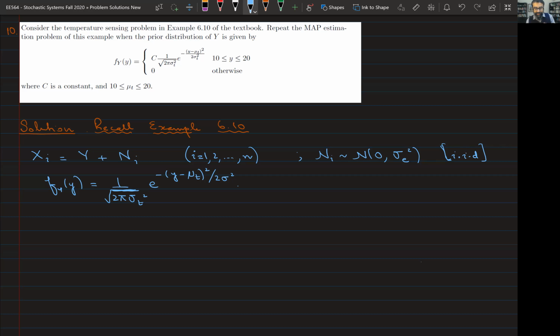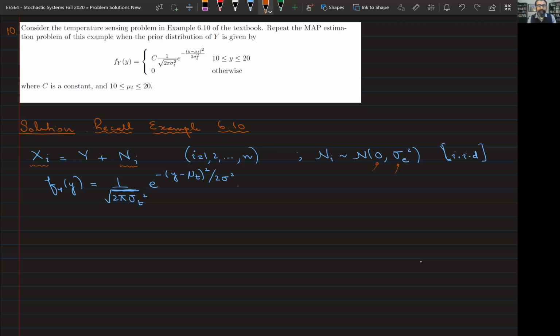So the temperature y is actually a random variable, which is being measured by n sensors, and the measurement is denoted by x sub i. So x1 through x sub n represents the noisy measurements. And the reason why they're noisy is because of additive Gaussian noise. Each one of these noise terms, n1 through n sub n, is Gaussian with zero mean and variance sigma e squared. So they're IID, independent and identically distributed.